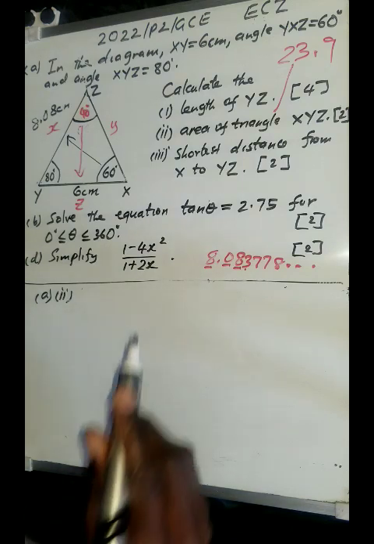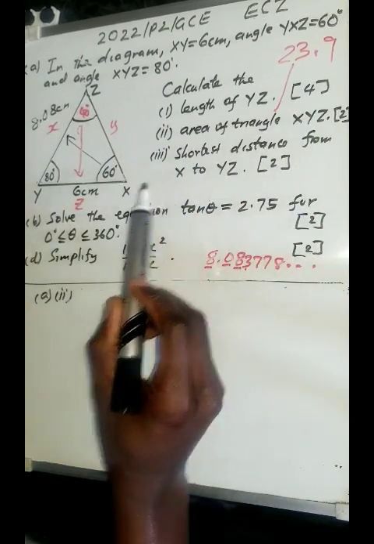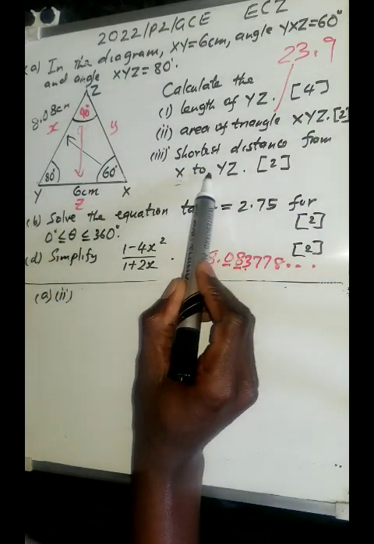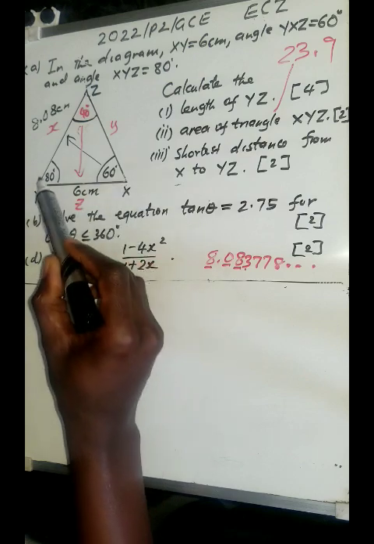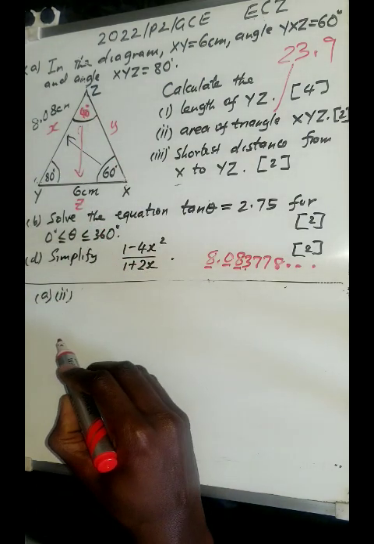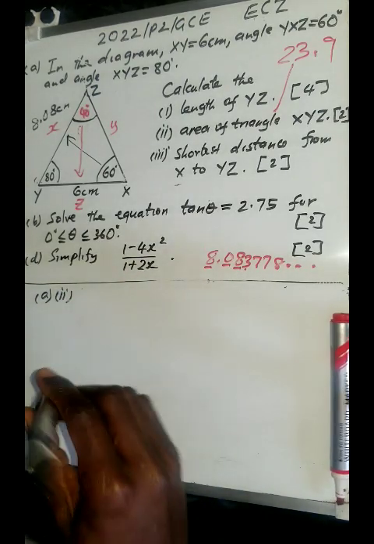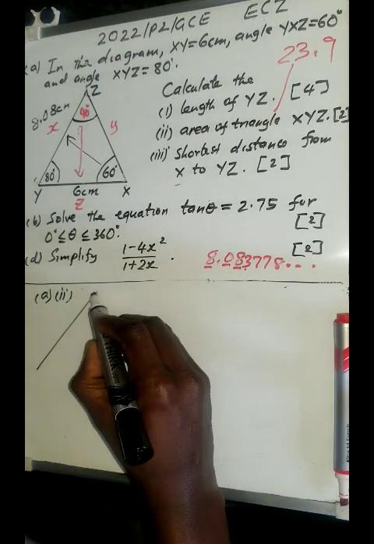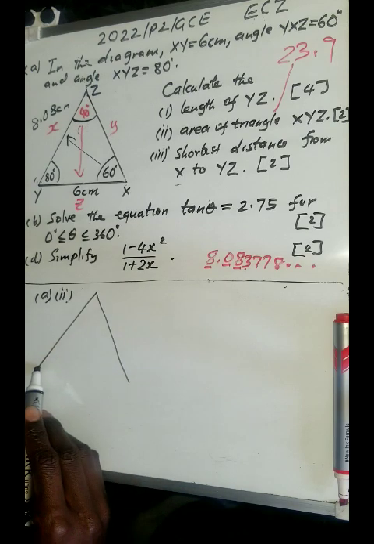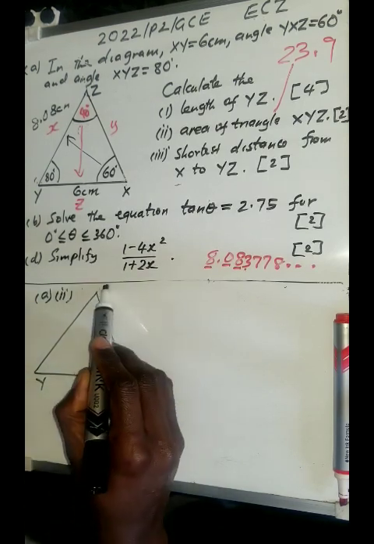Right? So now with that in mind, it says calculate, in this case, the shortest distance. From where? They are telling you from X to YZ. So from this point to YZ. Remember what I told you, the diagram is like this, let's try to redraw the diagram so that we can have a clean diagram. So they have given you like this. This is your Y, this is your X, and that is your Z.